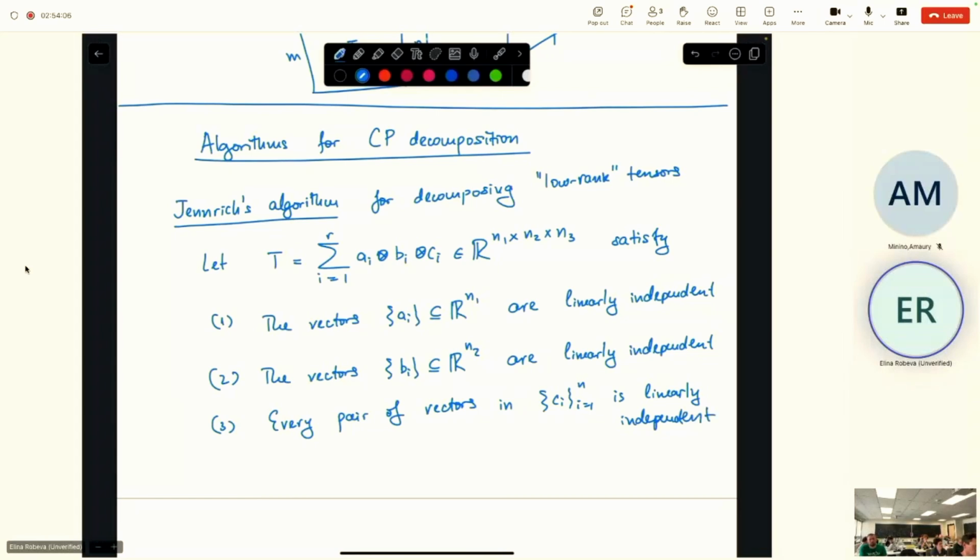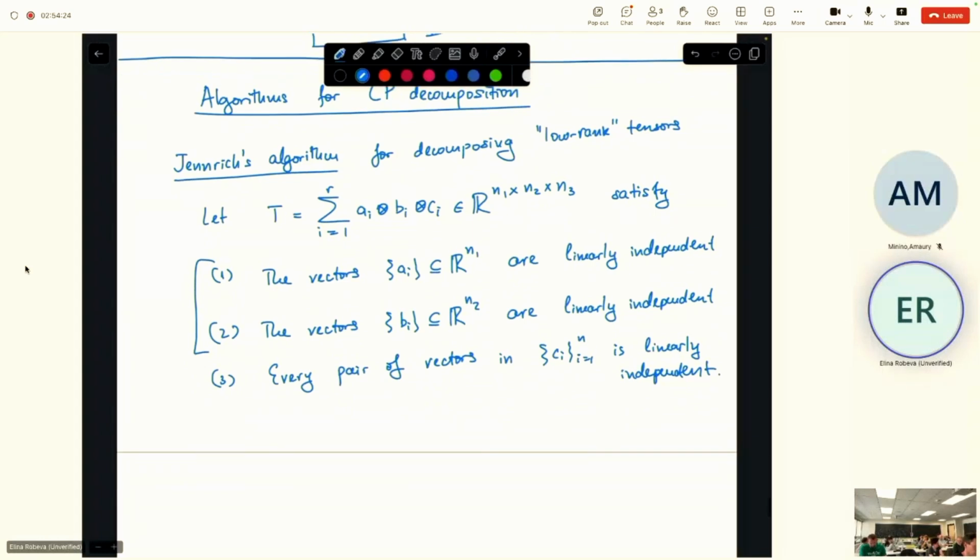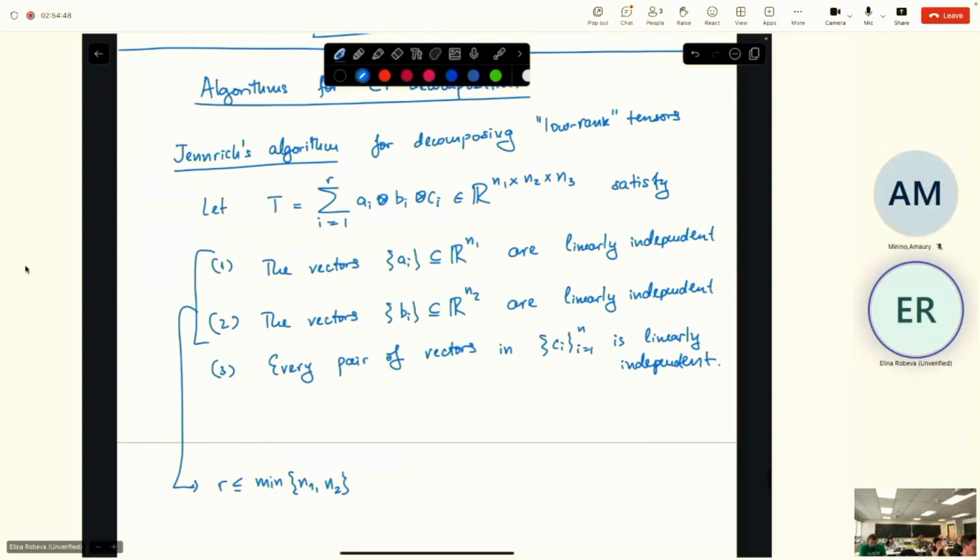So of course, you can also assume all of the c_i are linearly independent, but it's a slightly weaker condition that is enough. And one thing that we can say already from here is that since you want to have R linearly independent vectors in R^n1 and R^n2, this would imply that R, which is also the rank, or a bound on the rank, is at most the minimum of n1 and n2, right? Because you cannot have more than n1 linearly independent vectors in R^n1. Okay, and so this is what we mean by low rank.